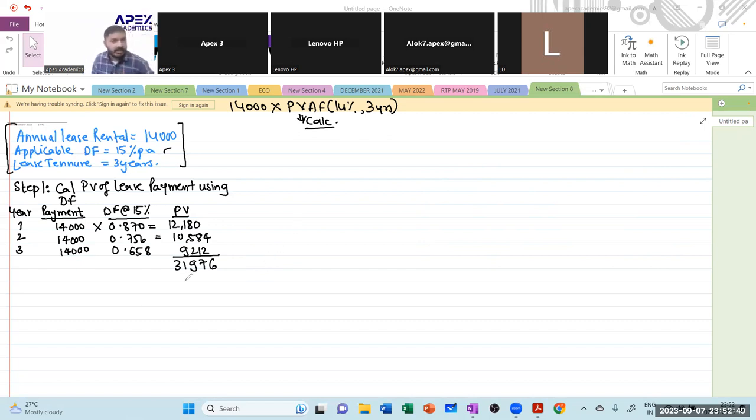This is step number 1. Here, what is this calculation? The present value of the lease. On the basis of this step number 1, can I pass the first journal entry, which is right of use asset account debit to lease liability? Can this entry be passed? Yes, it can be passed.